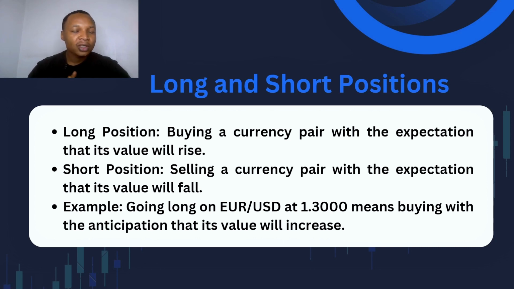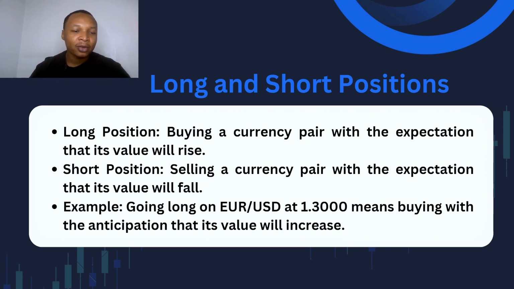Okay. Similarly, if I say I'm selling Euro USD at 1.3000, that means I'm anticipating a decrease in value, which will reduce the price of Euro USD. Okay, so if I'm selling at 1.3000, I want to see price go below 1.3000 for me to make profit. So a trader will tell you I'm shorting, or I'm going long, or I'm going short on Euro USD.